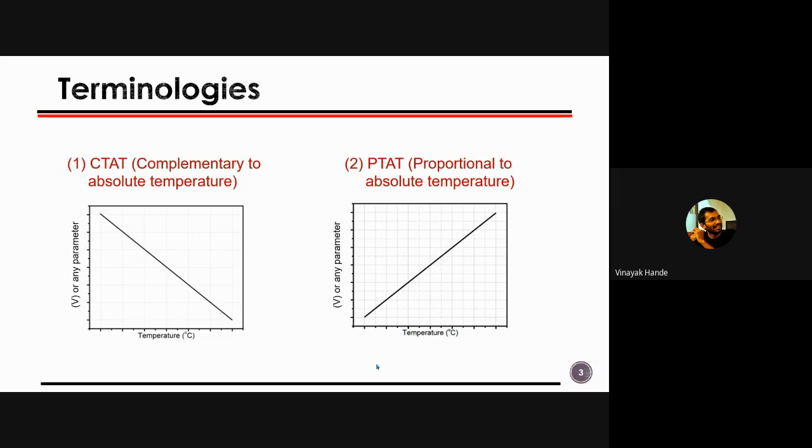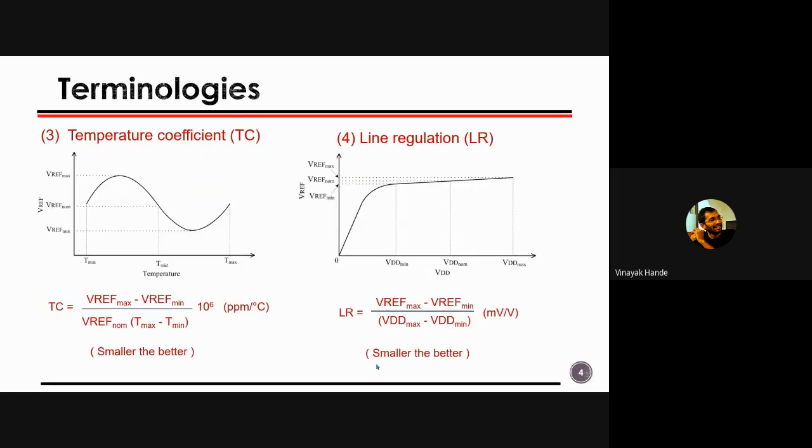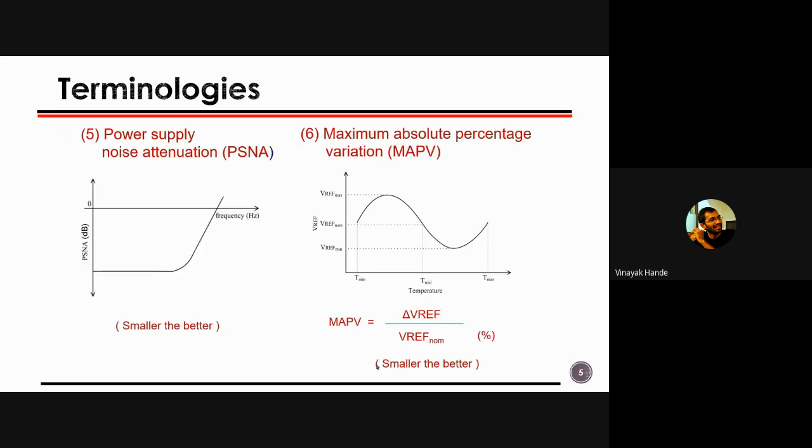Okay, then again, terminology. Some voltage which is reducing with the temperature is CTAT, and some increasing is PTAT. TC is again a measure of accuracy over the temperature, and line regulation is again a measure of accuracy of that particular reference voltage over the supply voltage, right? Other terminologies are like PSNA and MAPV.